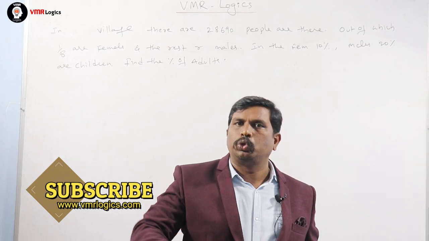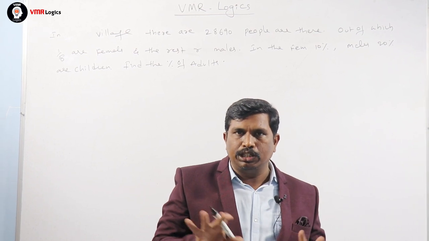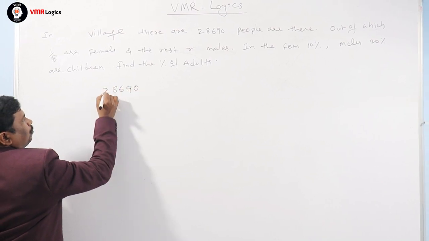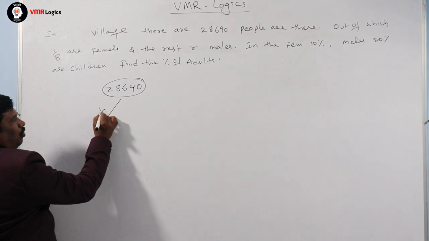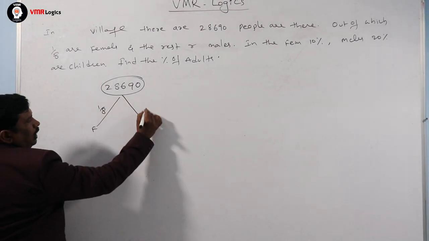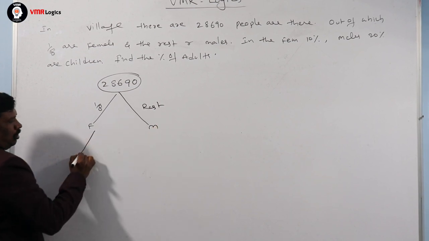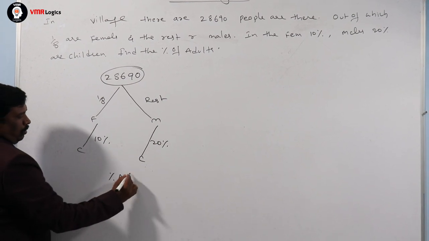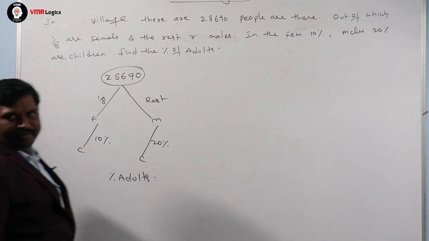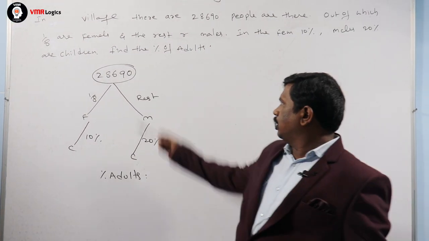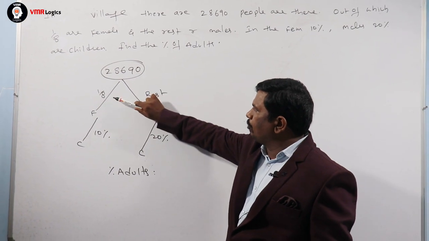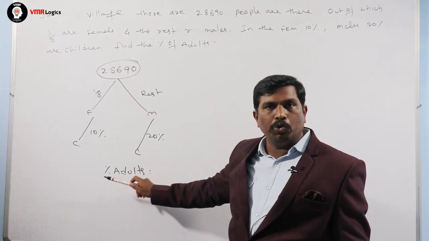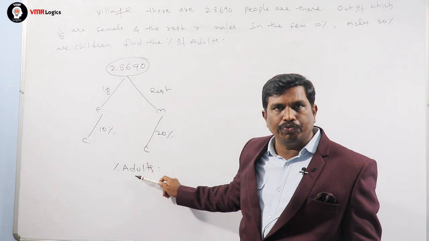How to solve this one actually? And most of the people, how are they solving? Let's see the difference. Now if you look at the question, 28,690 people are there, out of which 1/8 are females and the rest are males. In the females 10% are children, in the males 20% are children. My question, percent of adults. Total 28,690, out of which 1/8 are females and the rest are males. In the females 10% are children, in the males 20% are children. I just want to know the percent of adults, right?